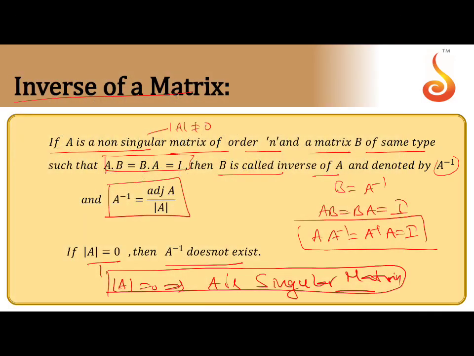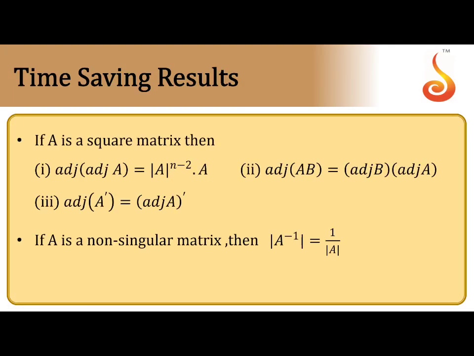Next. So some more time-saving results. If A is a square matrix, then adjoint of adjoint A is det A whole power n minus 2 into A. Adjoint of AB is adjoint B into adjoint A. Adjoint of A transpose equals adjoint A whole transpose. And det of A inverse is 1 by det A. So I will give 2-3 formulas extra. Here A is a square matrix of order n, that is, A is an n by n matrix.